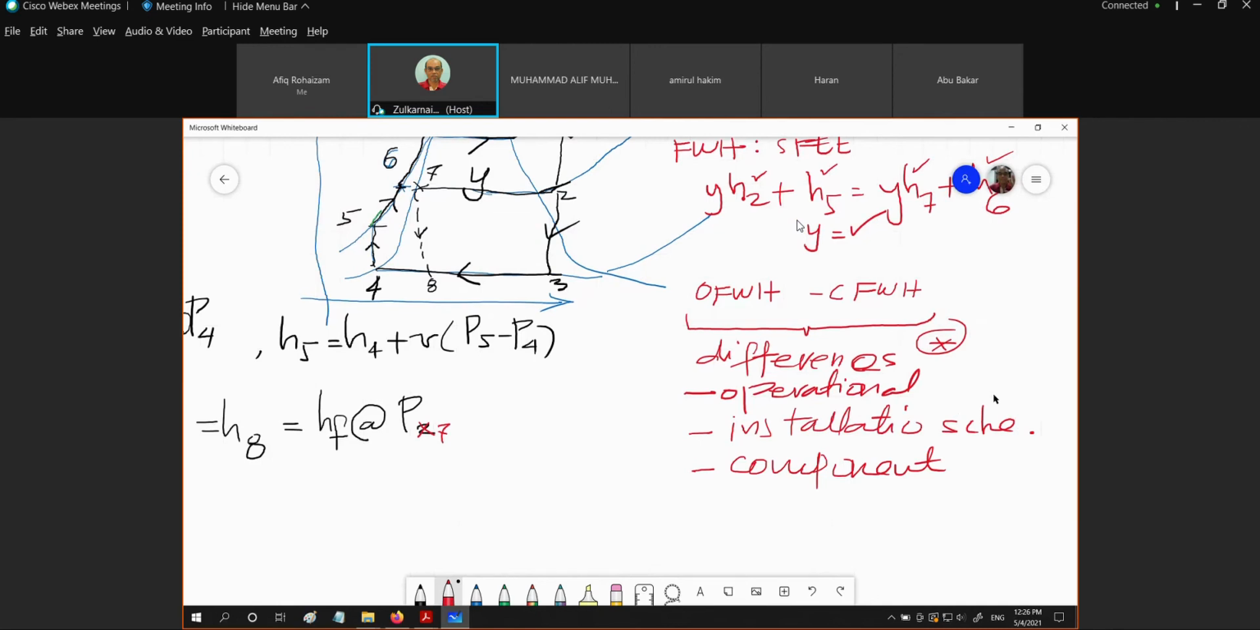And the last one, you may discuss which one is more simple, the simplicity. Which one is more simple? Maybe in terms of maintenance also you can touch on it. Okay. So any question, guys?